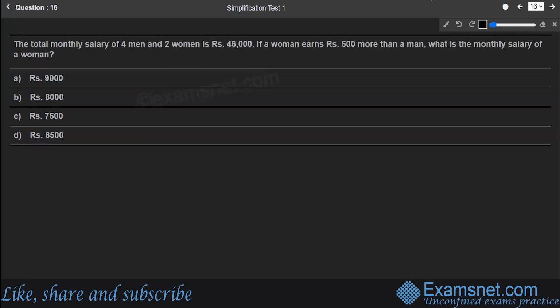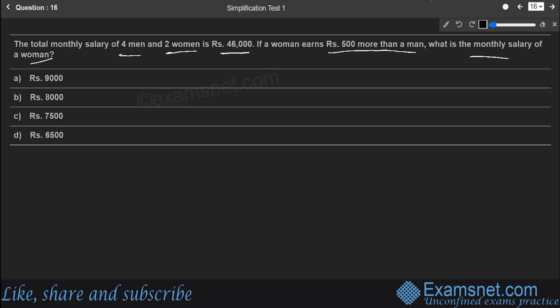Okay, so he says the total monthly salary of 4 men and 2 women is rupees 46,000. If a woman earns rupees 500 more than a man, what is the monthly salary of a woman? For these types of questions, obviously we are supposed to make some equation. There's a connection between the number of men and number of women given, so let us use that connection.